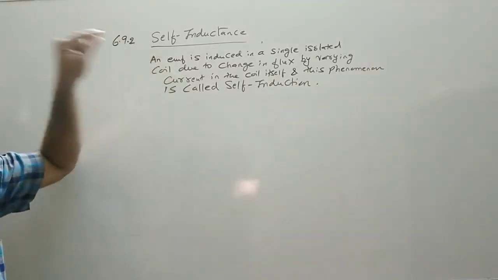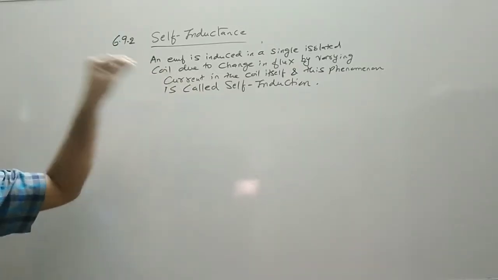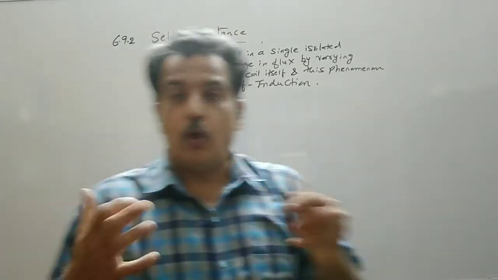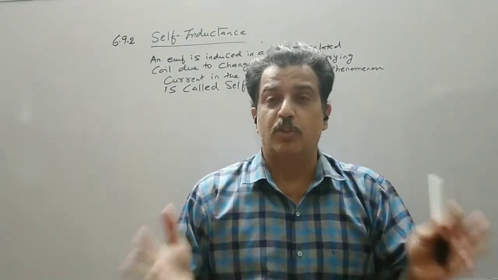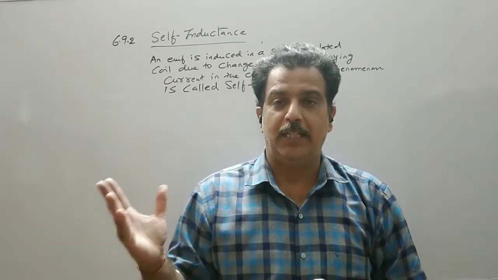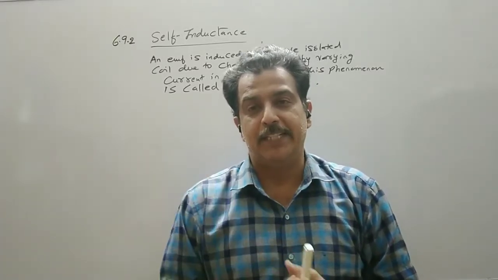EMF will be induced in the same coil. The flux is changed in the same coil by varying the current in the coil itself. So the coil itself will oppose the growth and the decay of the current. Now in experiment number 3, we connected the coil 2 with a battery through a tapping key.